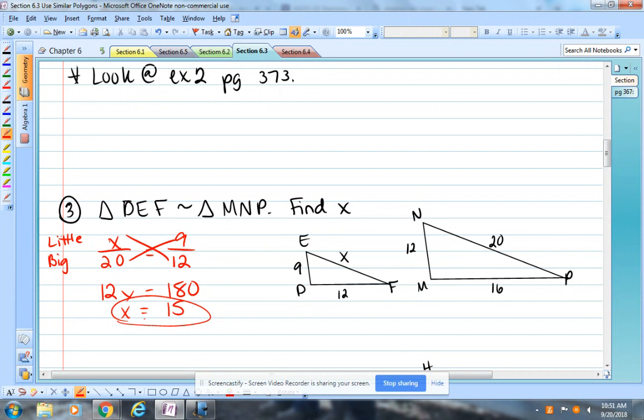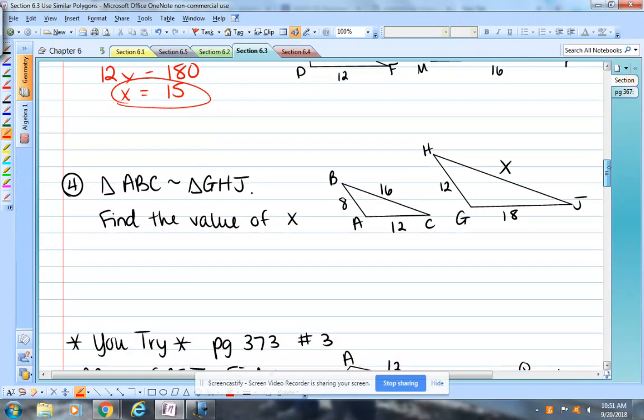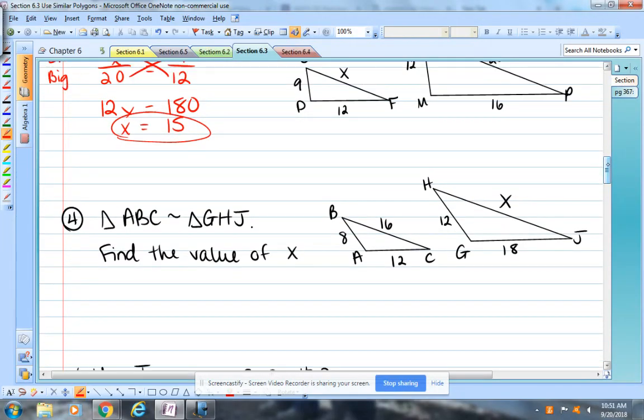So you use the ratio where the variable is, and then you find a ratio of two corresponding sides where you know both of their measures. All right? I'm not going to make you draw this picture, but please set up the proportion with me, and it might help you to write the statement of similarity. We're finding x.